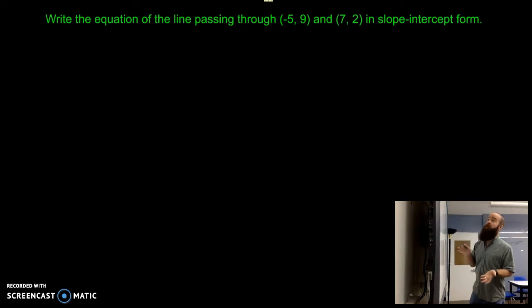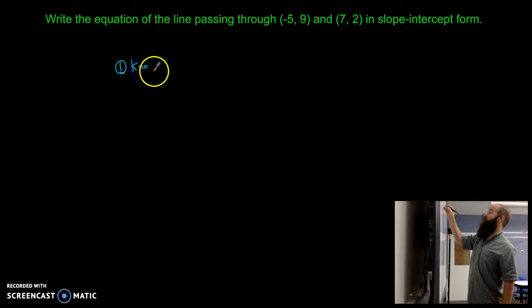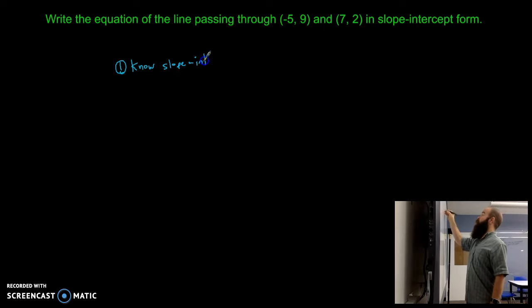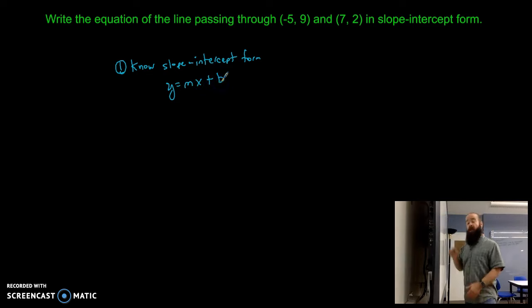So I have a problem here that says, write the equation of the line passing through (-5, 9) and (7, 2) in slope-intercept form. So the first thing you need to know when you're writing the equation of these lines is you need to know the form. And in this case, that's slope-intercept form. Now, we talked about that in class, and it's on your Google Doc. That's y equals mx plus b, where m is the slope and b is the y-intercept.